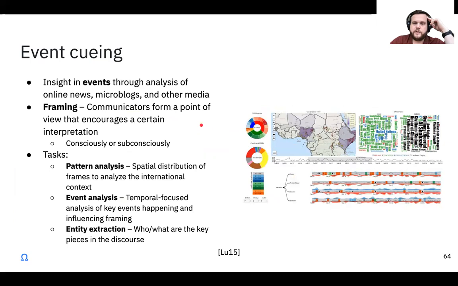So basically, when you have an event and it's being reported in the media, the communicators, the authors of these reports, form a point of view that encourages a certain representation, and they can have various intents in doing this, or they can have no intent at all. So it can be conscious, subconscious. It can be meant well. It can be manipulative.